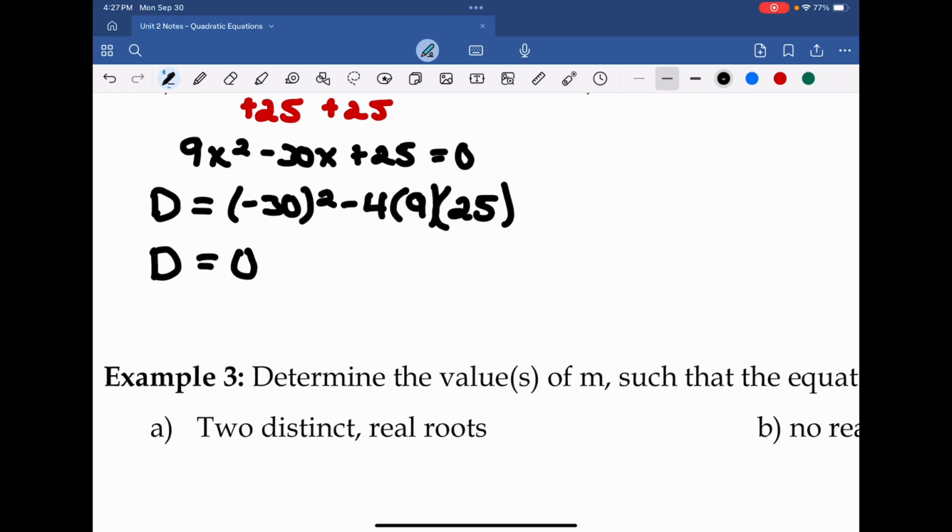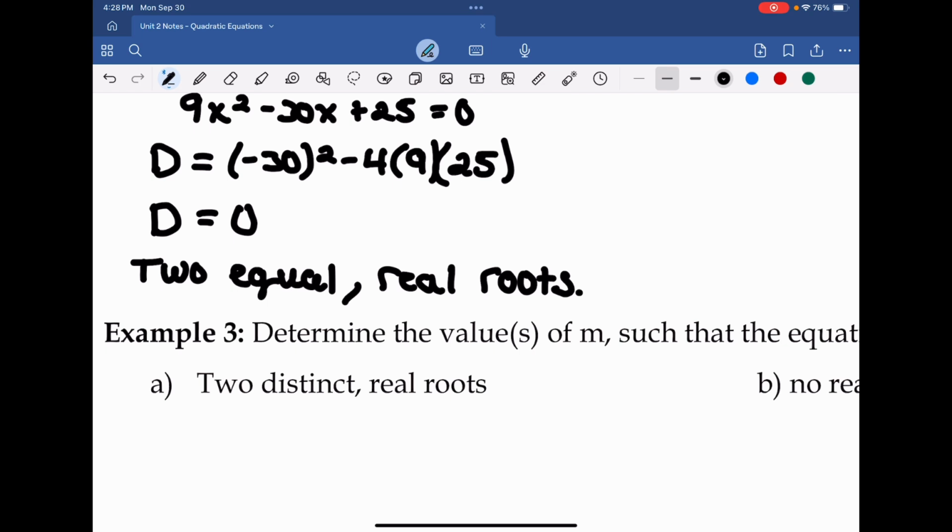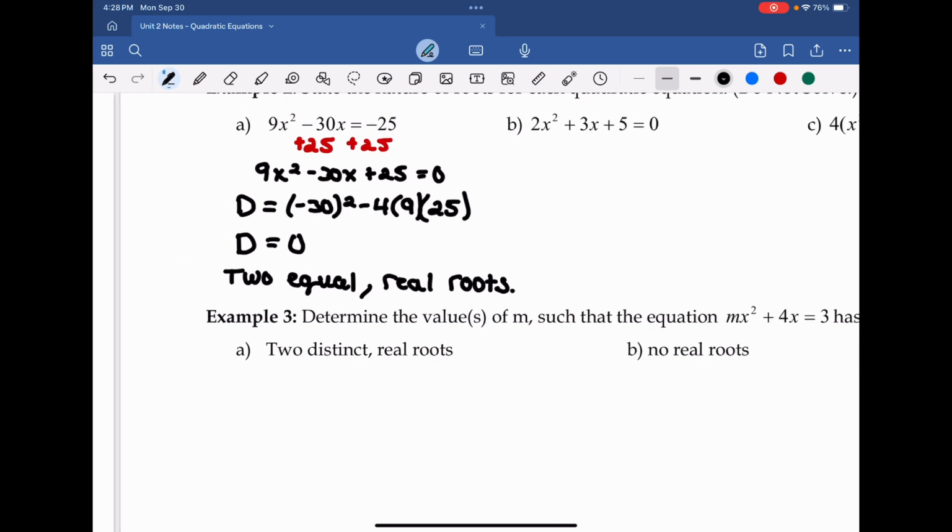I know sometimes saying two equal and real is a little confusing because you're like two, but if it's the same value, why do we call it two solutions? It's just because when you factor it, you're going to get two factors, but they both lead to the same solution. So for this one, we're going to say two equal and real roots. It's really important you put the real roots because if it is less than 0, we have imaginary roots, so we want to make sure we have this as real roots.